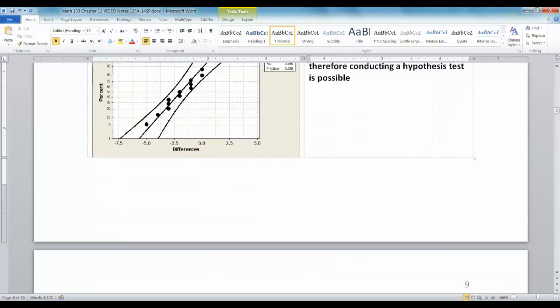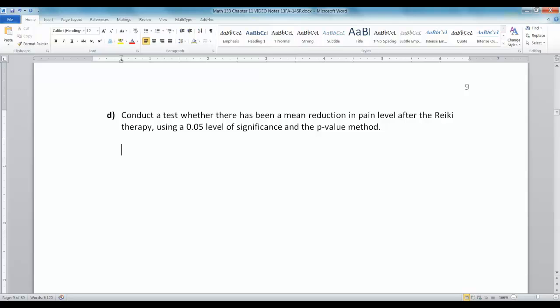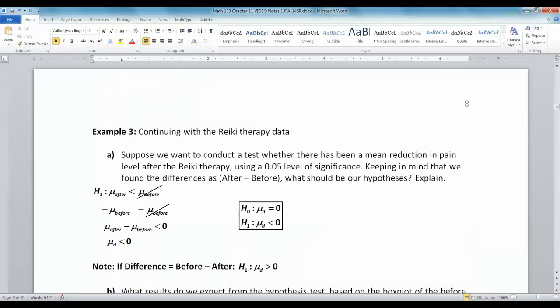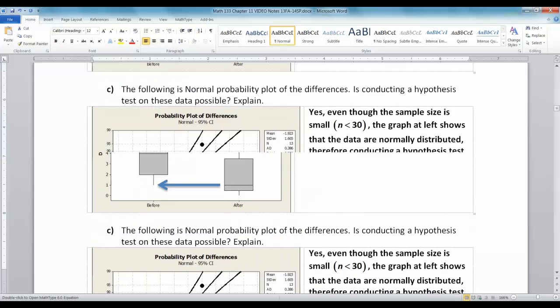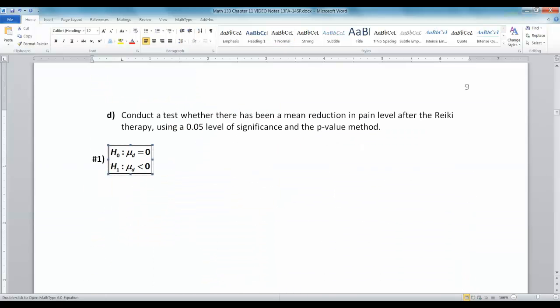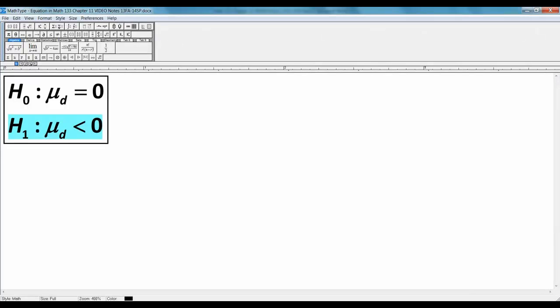All right, so now we're going to actually run the hypothesis test. So let me figure this out. Step number 1. We are going to need to create some hypotheses. But we already did that. Let me go grab them. They're right here. So there are hypotheses. I'm going to unbox those, but other than that, we're good.